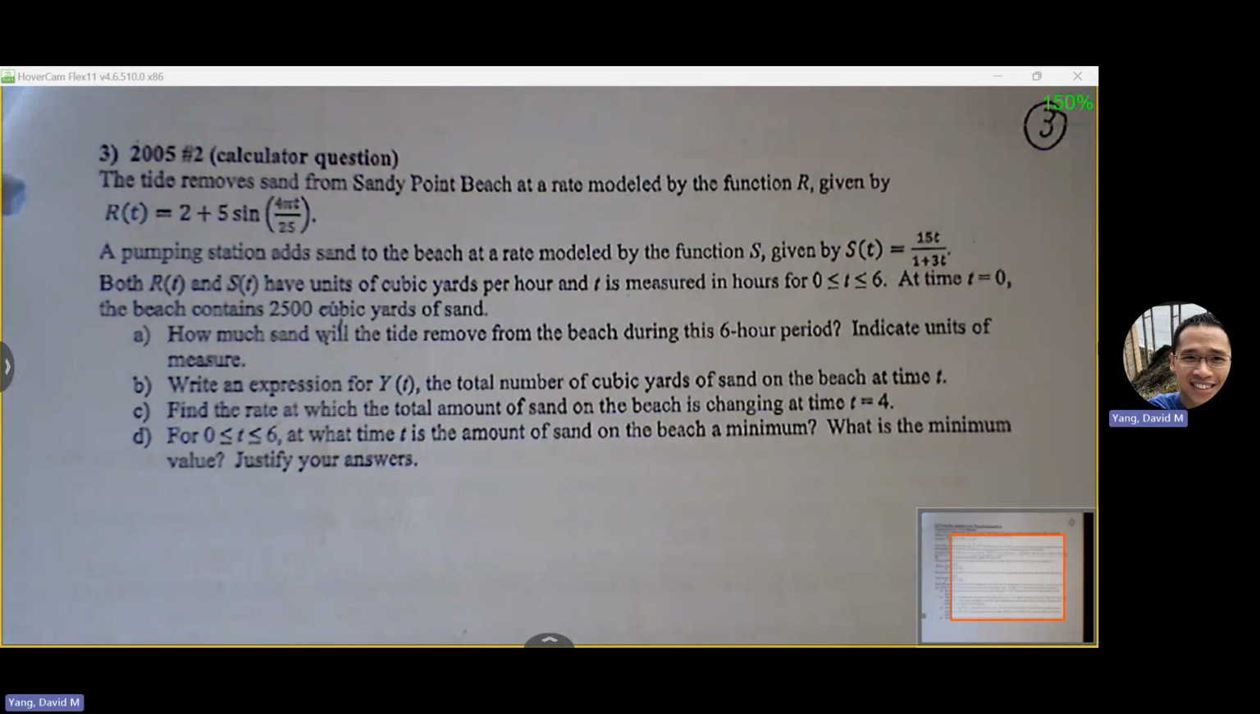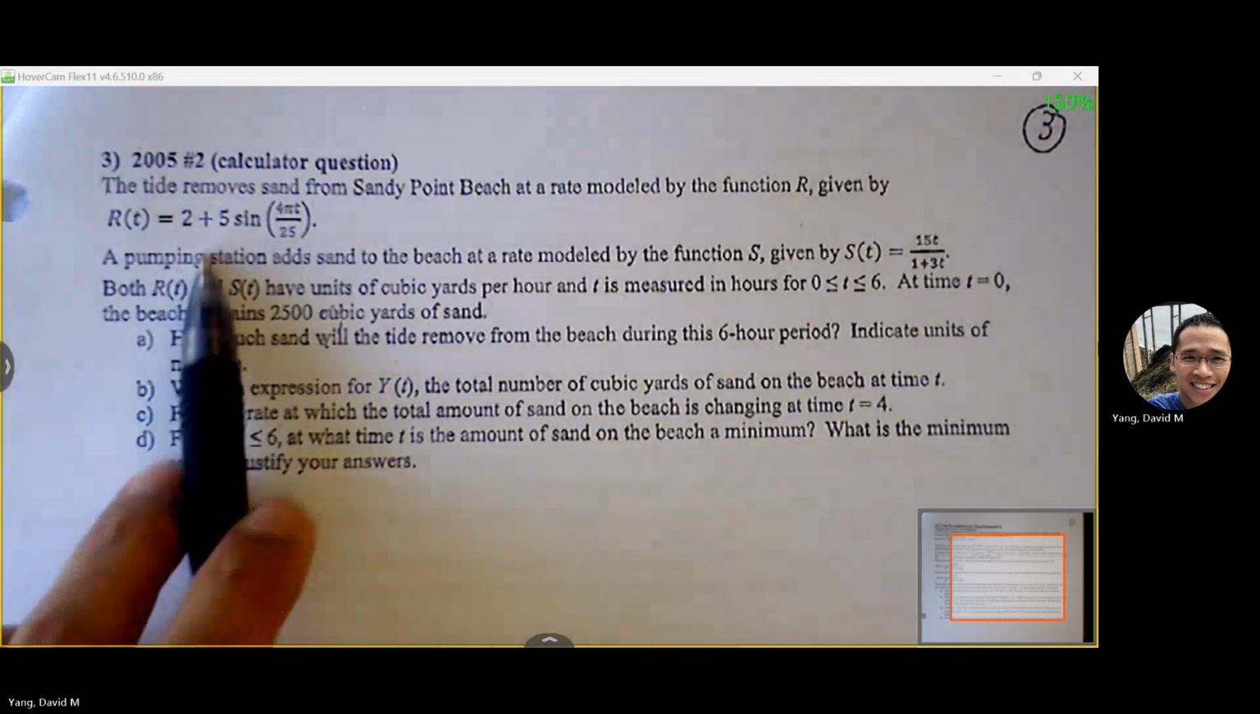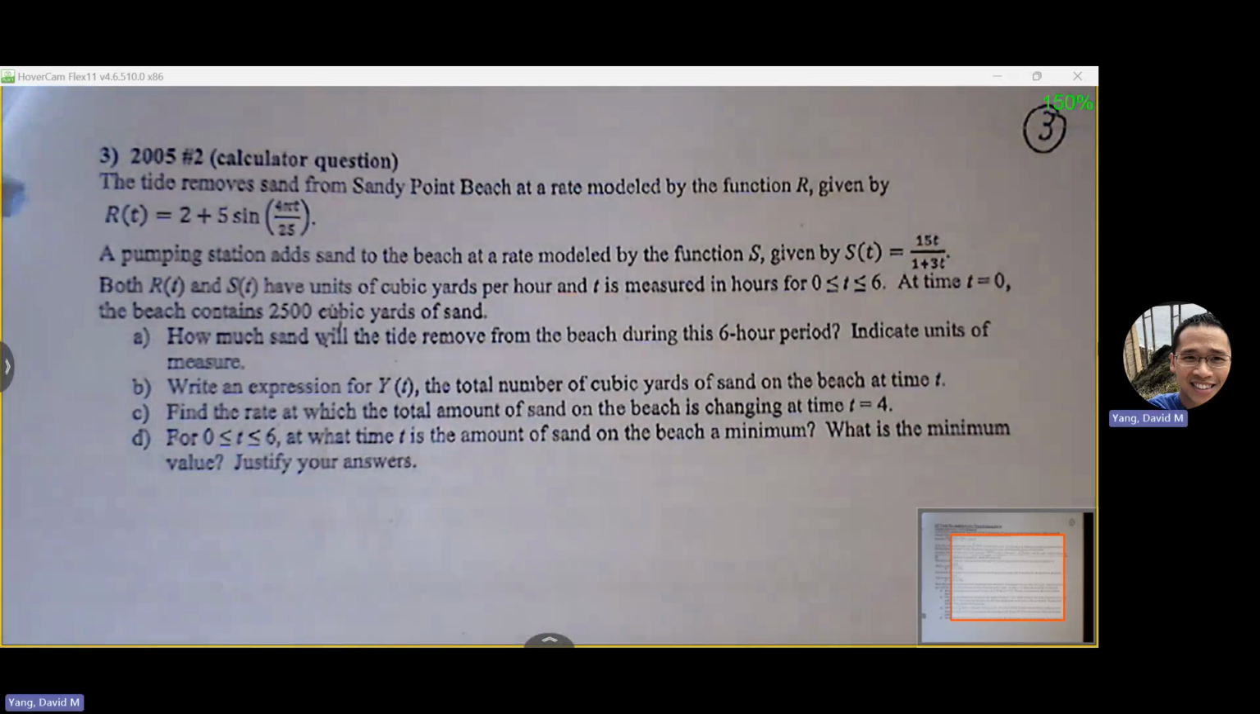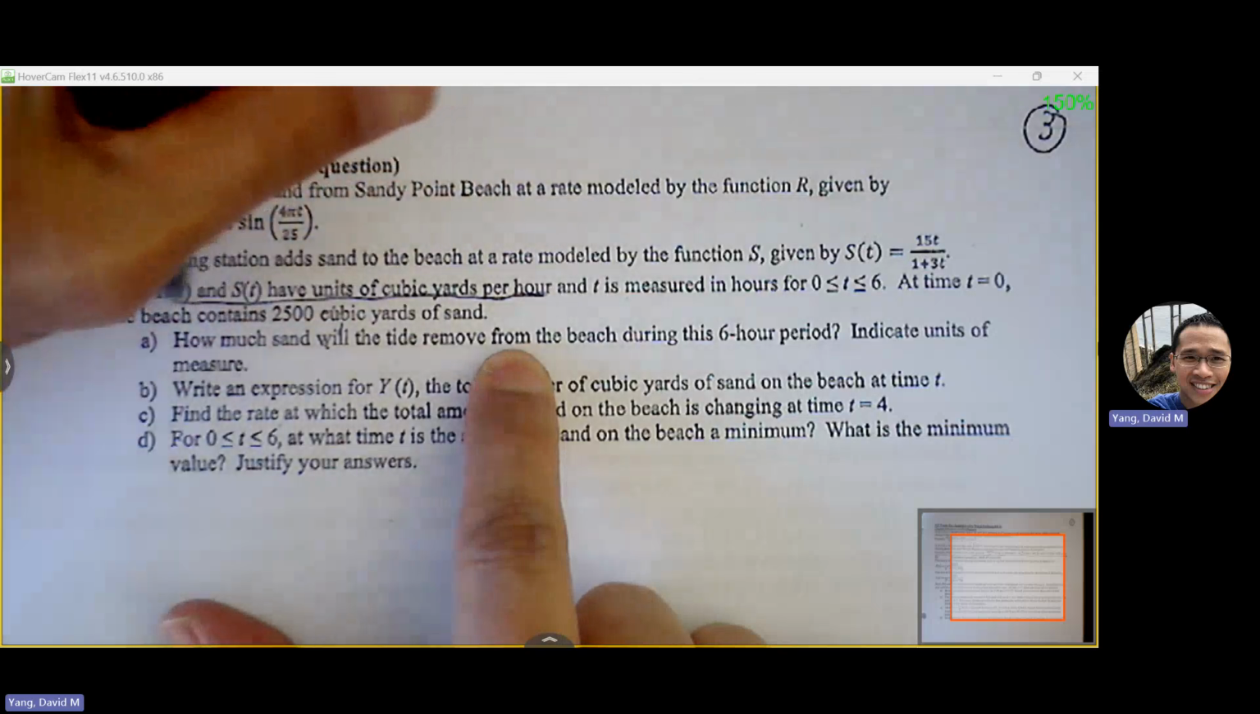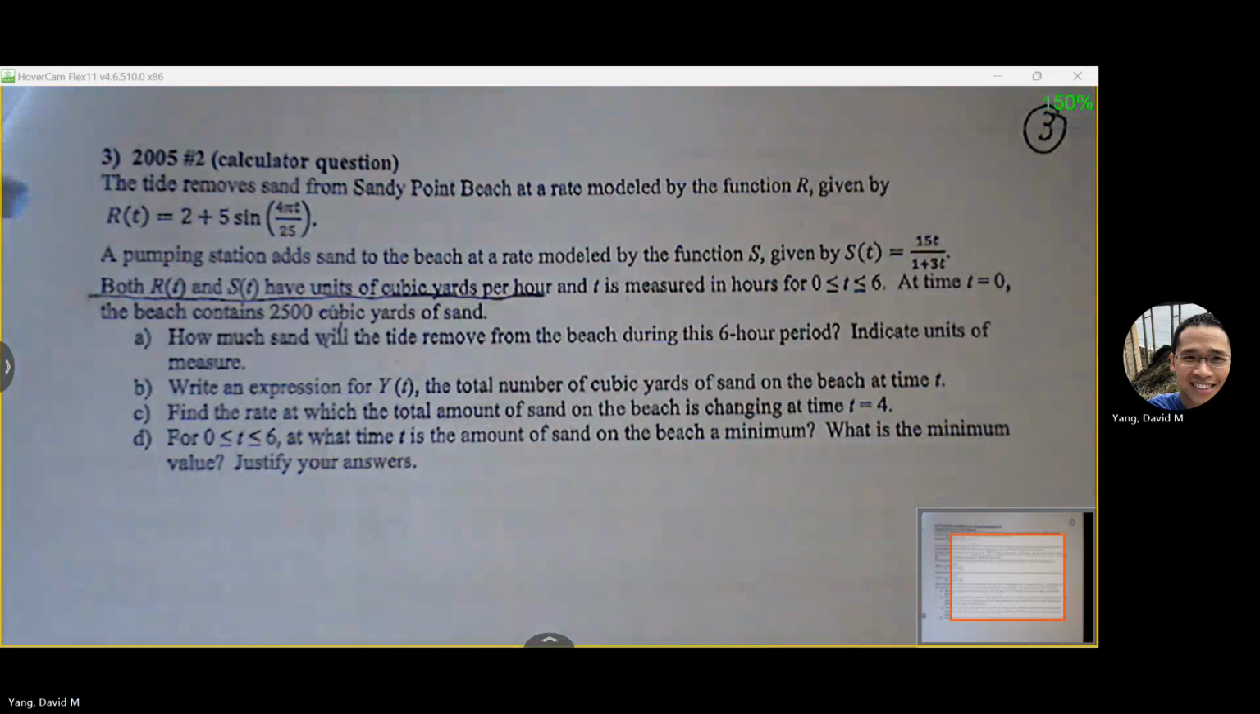So the tide removes sand from Sandy Point Beach at a rate modeled by the function R of t. A pumping station adds sand to the beach at a rate modeled by S of t. Both R of t and S of t are rates. They're both in units, cubic yards per hour. And t is measured in hours between 0 and 6. At time t equals 0, the beach contains 2,500 cubic yards of sand.